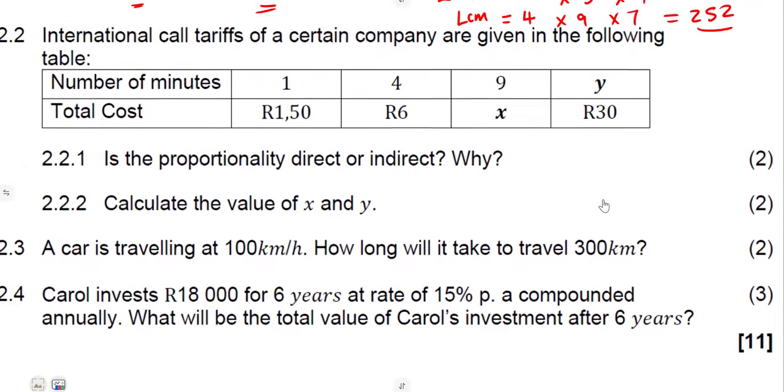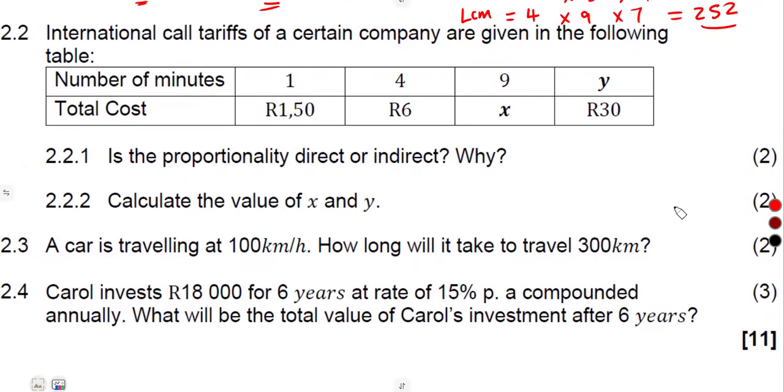On 2.2, we are given the international call tariffs of a certain company in the following table. The number of minutes versus the total cost. So 1 minute, that's 1 rand 50. 4 minutes, 6 rand. So as we can see, as the number of minutes are increasing, the total cost is also increasing. That is what is happening here. An increase in time, an increase in the cost.